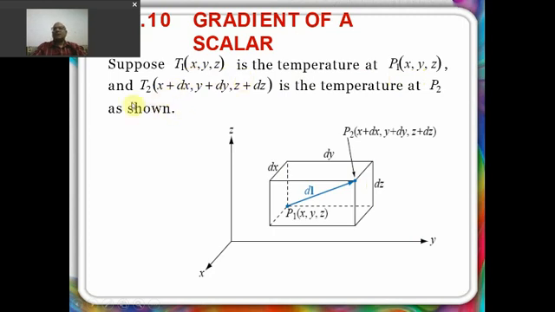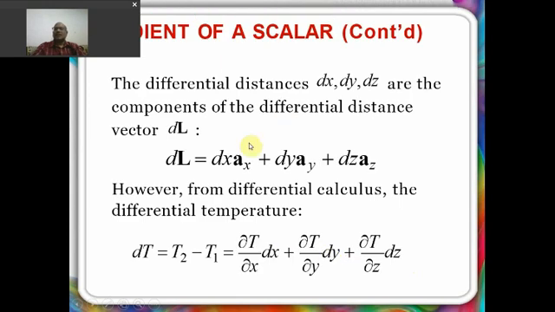Okay, and T2 is another temperature at any other point P2, where x plus dx, y plus dy, and z plus dz are taken care of. So we can say that the differential distances dx, dy, and dz are the components of the differential distance vector dl. So this dl is dx ax, dy ay, and dz az, where ax, ay, and az are the unit vectors in those directions.